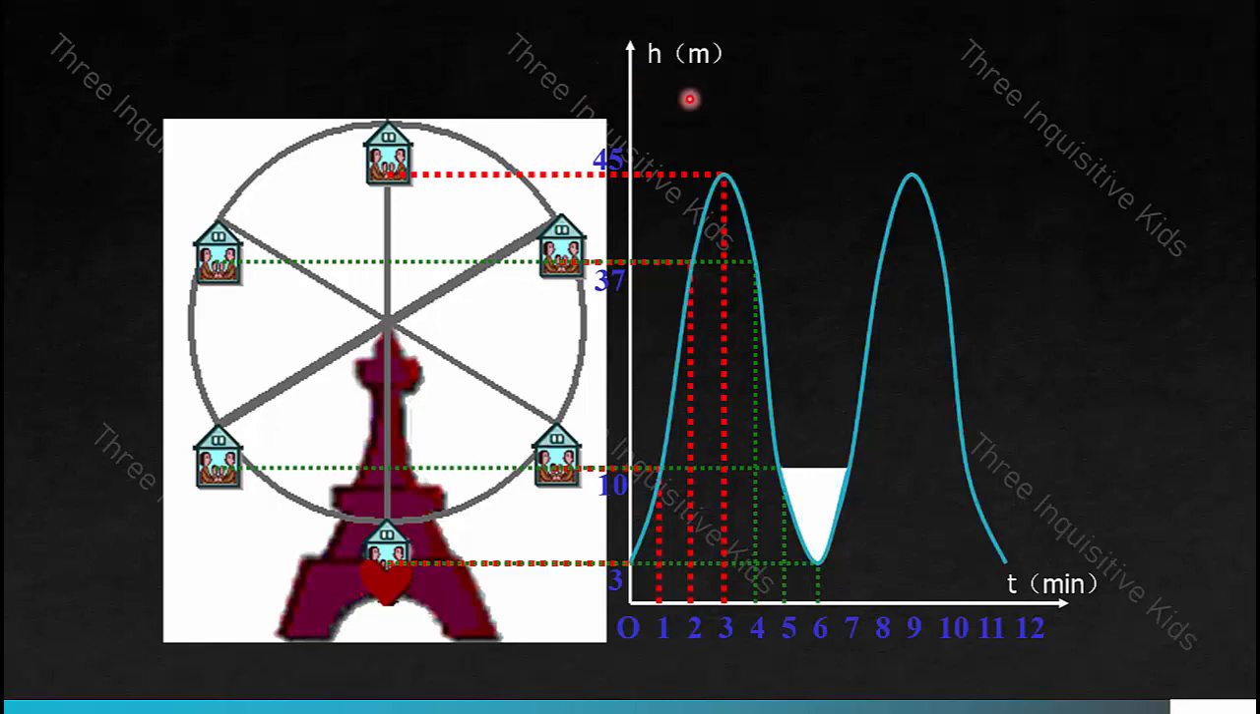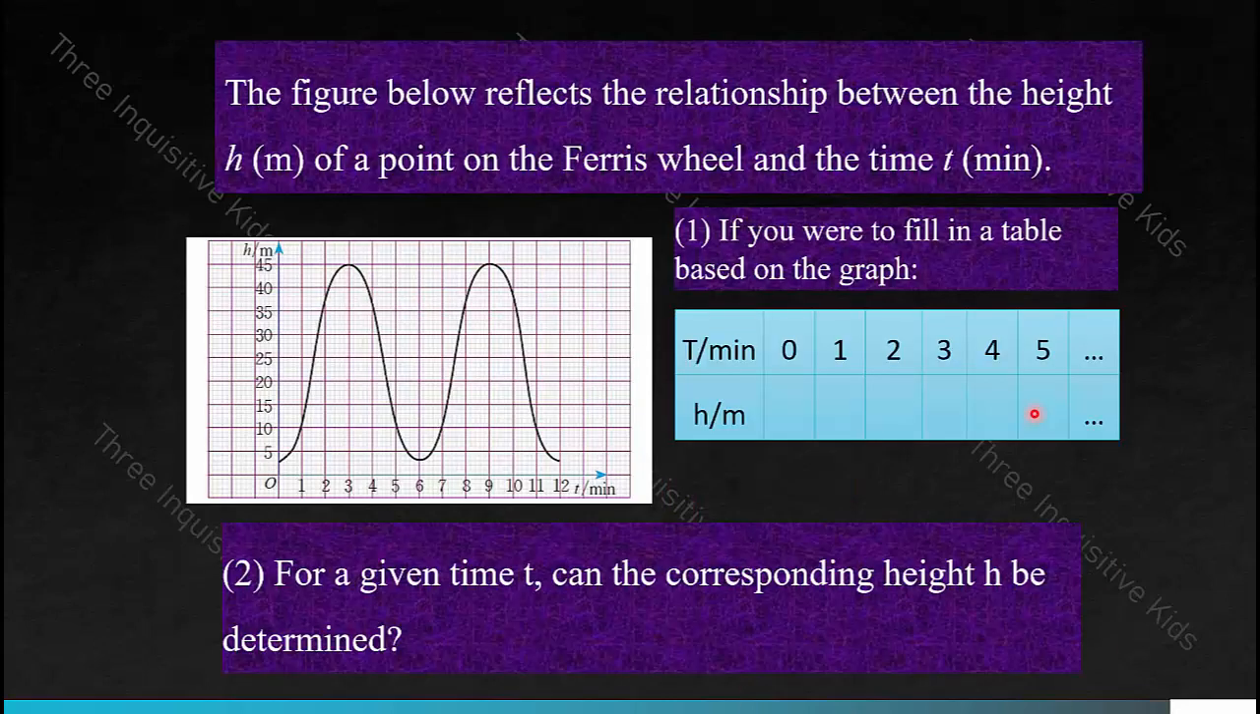In this graph, the figure below reflects the relationship between the height h in meters of a point on the Ferris wheel and the time, which is t, meaning minutes. If you were to fill in a table based on this graph, what would it look like? Well, your starting point would be 3. So you would write 3, 10, 37, 45, and then you start coming down, so 37 and 11.